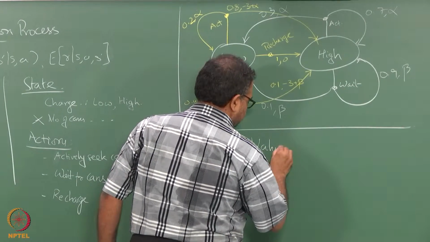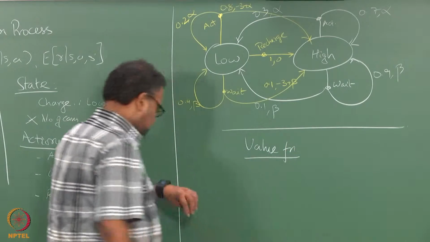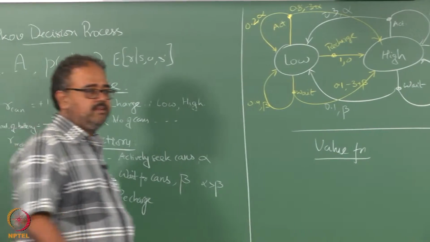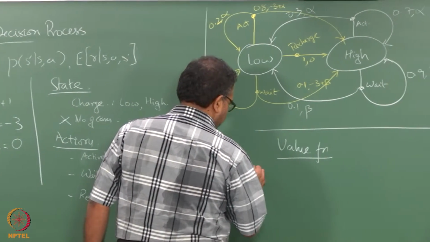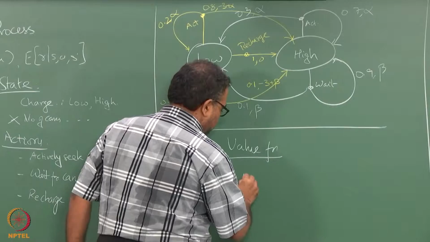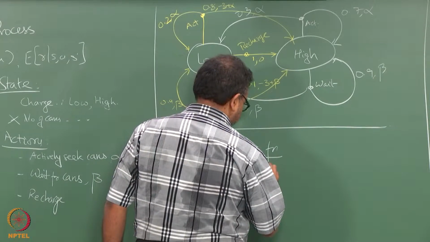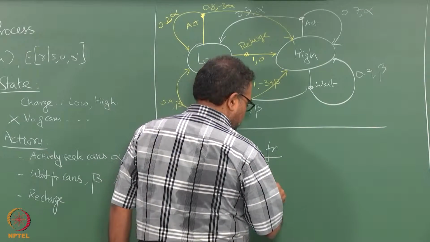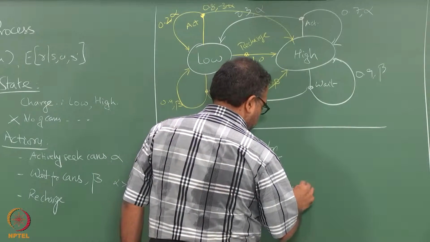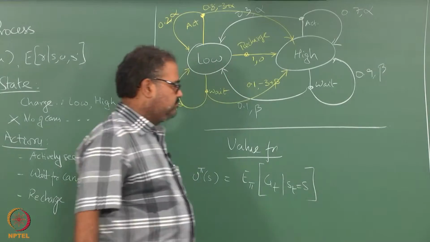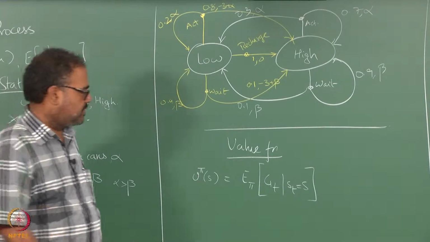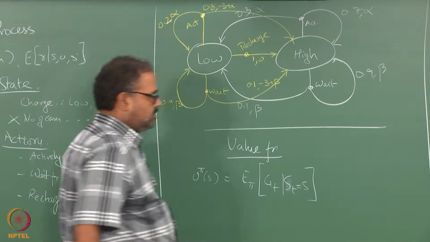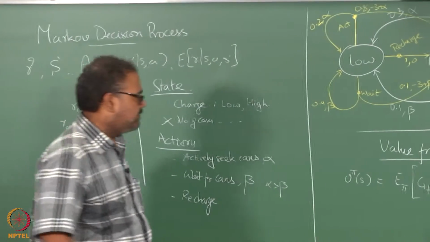So we are talking about value functions. People remember value functions? Right. So we defined value functions. We said V pi of S equal to expected value under pi of... And then we define Q pi.